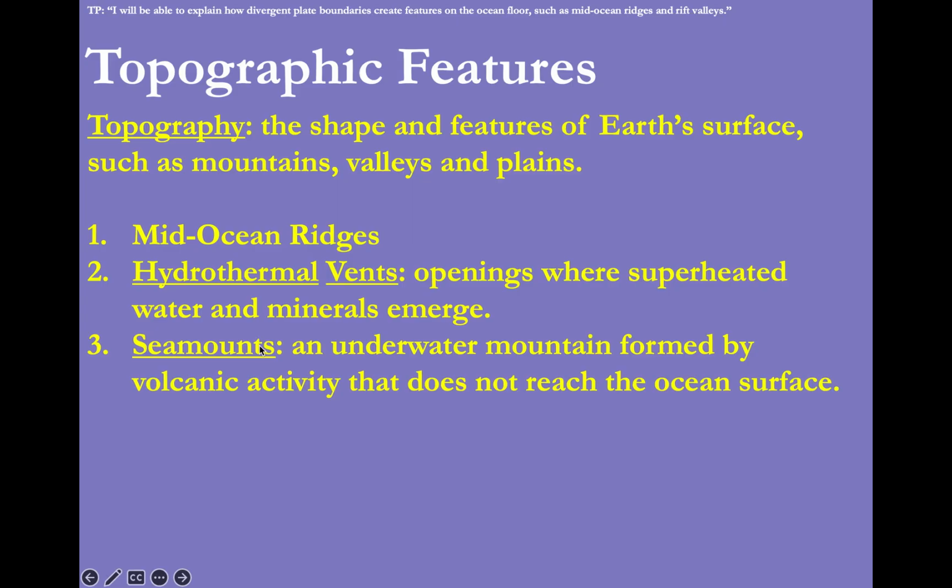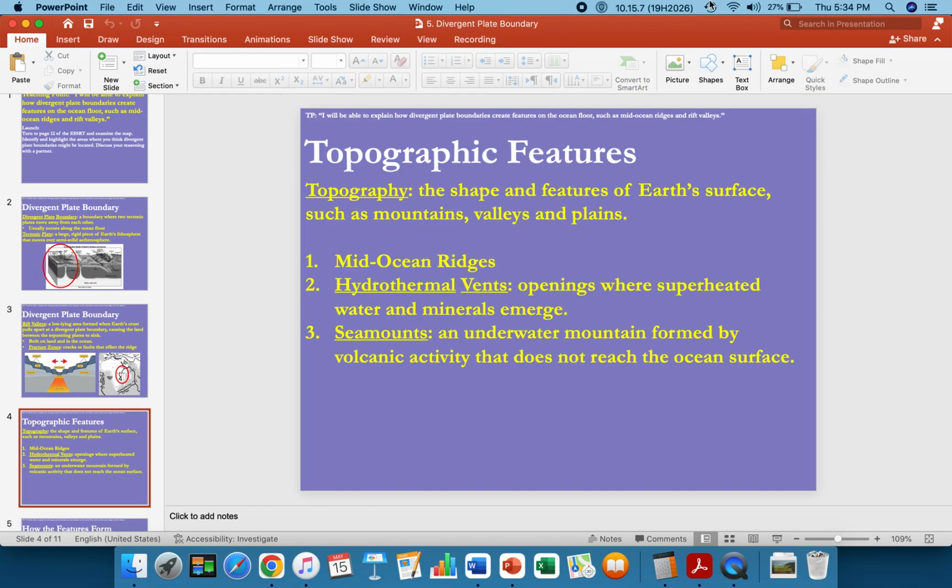All right, last one, seamounts. Seamounts are like mountains, but a little different. A seamount is an underwater mountain formed by volcanic activity, so they are volcanically active, that does not reach the ocean surface. So they're submerged, kind of like that.